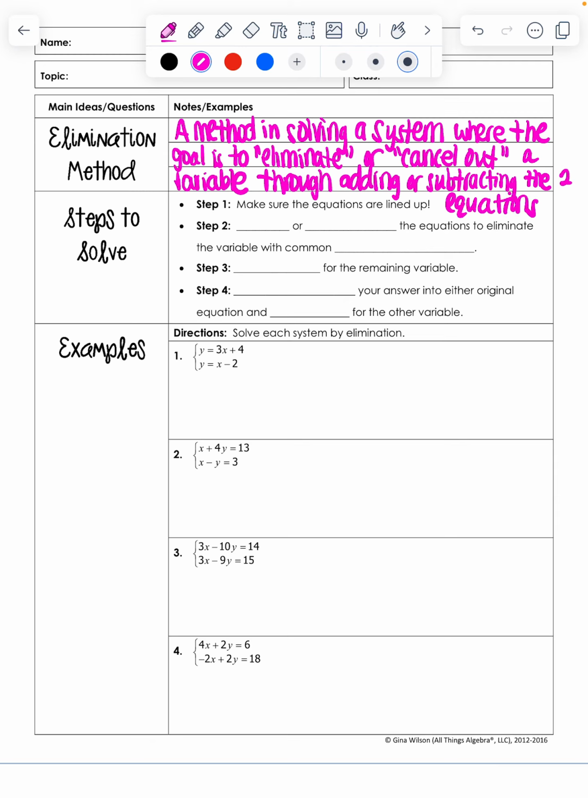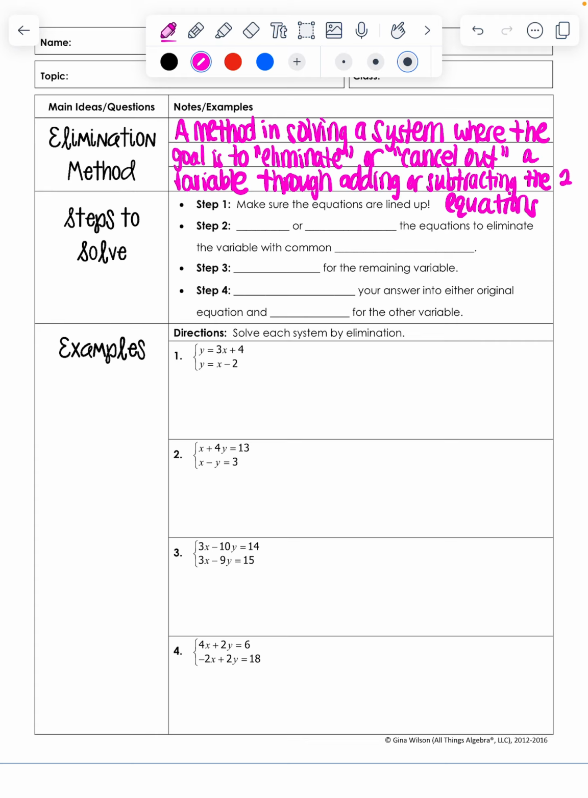Okay, so in the elimination method, we're not going to be needing the same setup as substitution. Step one in this process is to make sure the equations are lined up. That means that we need to have two equations in the same form. So the two equations can both be in slope-intercept form. They can both be in standard form. We're not really typically going to see them in point-slope form, but they need to be lined up in that we've got the same exact equations in the same form.